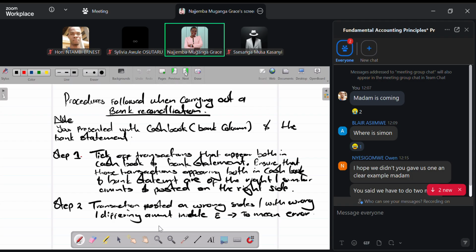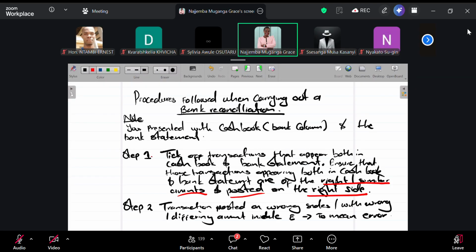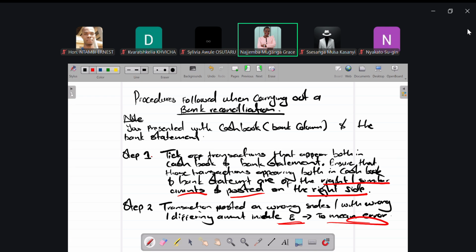And we said we have procedures we follow when carrying out a bank reconciliation. First is we tick off items appearing in both cash and bank. But when ticking, we ensure that the item or the transaction ticked is of the right or similar amounts and posted on the right side. Okay. Then a transaction posted on the wrong side or with a differing amount, we indicate it with letter E to mean that one has an error.